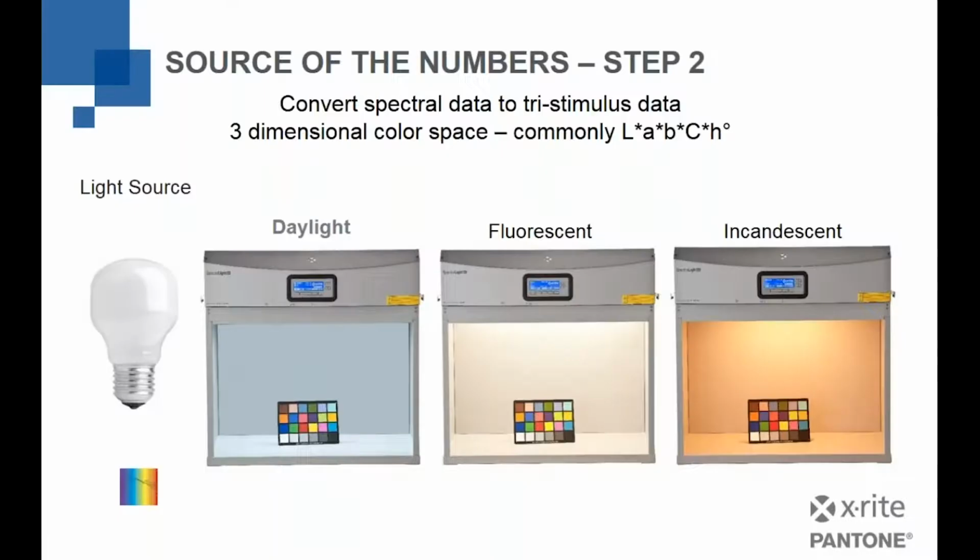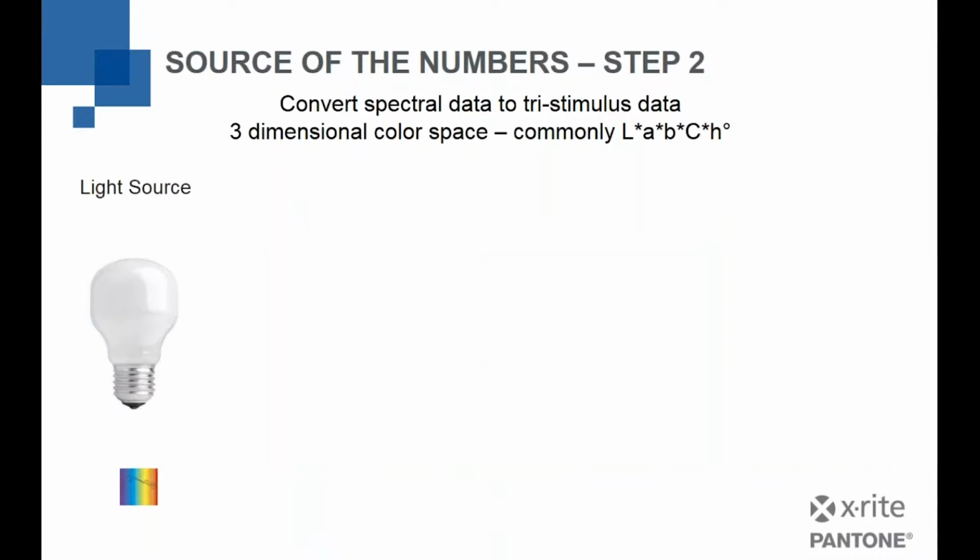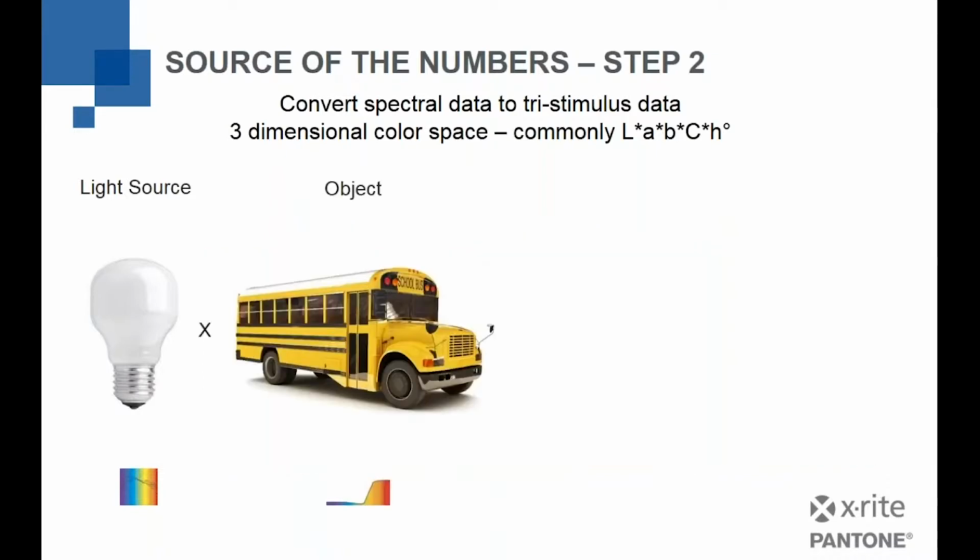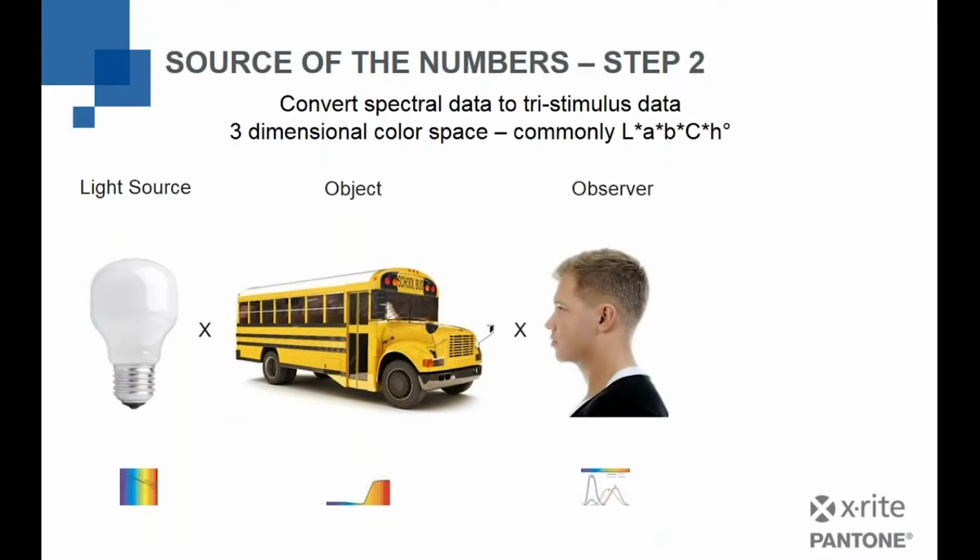All right. So it's obvious by looking at this picture that we have to account for the light. So we account for the light source in the calculations we're doing. We account for the object. Obviously, we've taken a measurement of it, like we just talked about in step one. We've got the spectral data, and we've got data to represent the observer.